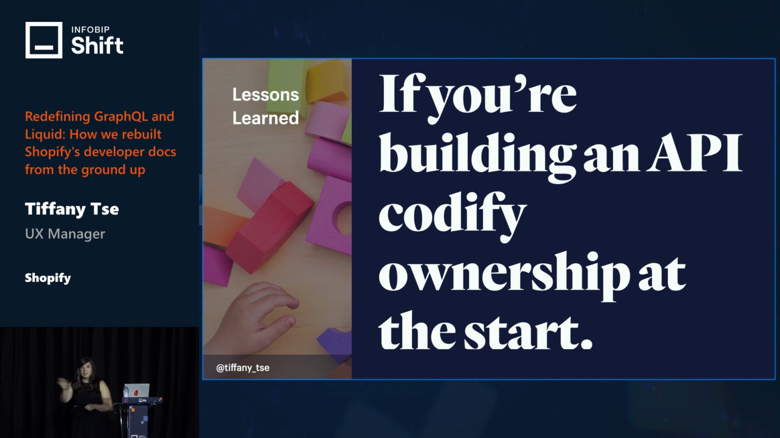So if I can give you guys anything to take away from this, if you are building an API or you have a small company still and your API is relatively tiny, I really recommend that you codify ownership of your API endpoints now, because it's a lot harder to do it later when a company scales or there's lots of people owning different parts of the API.